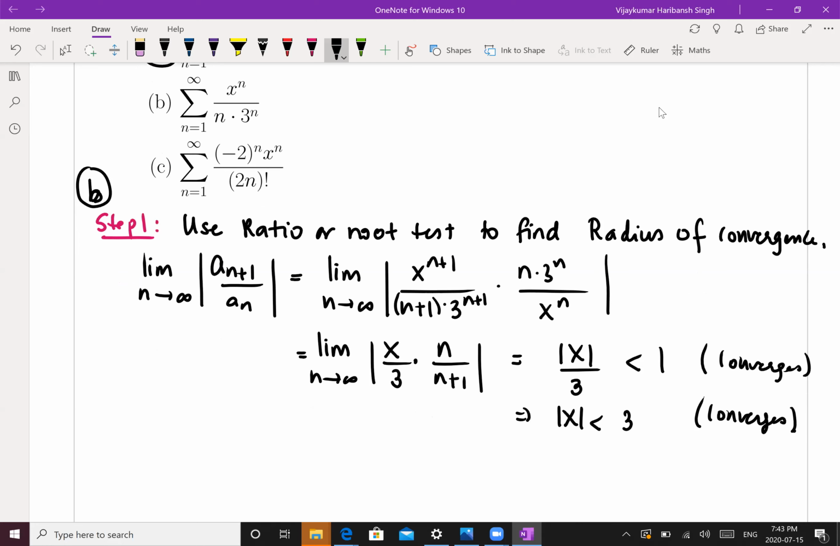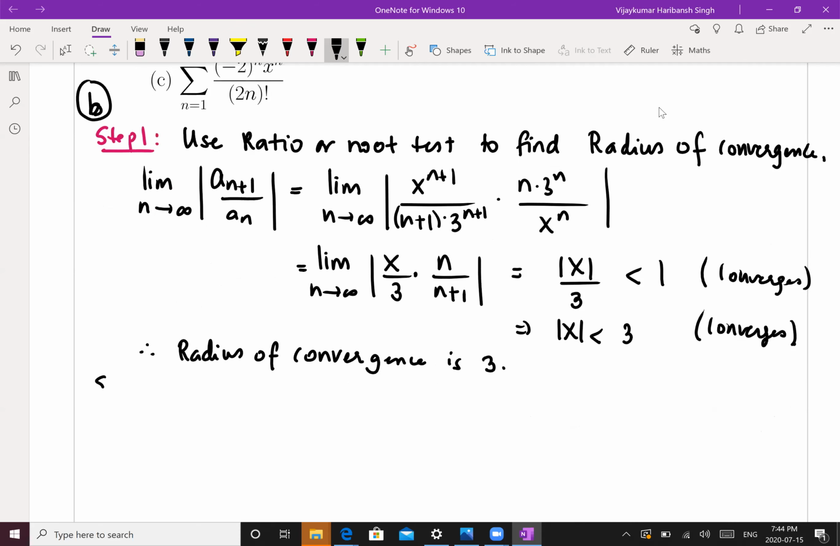So it's like x minus the center, right? The center is 0 for this guy, right? Therefore, the radius of convergence is 3. So that is R. Now step 2, find the interval of convergence. So the absolute value of x less than 3 automatically gives me the following. Now we have to check at the endpoints.